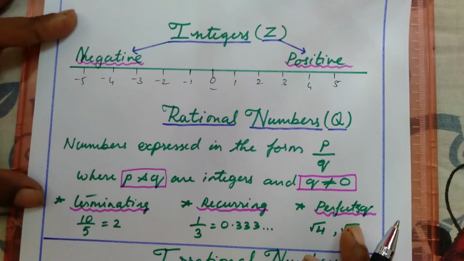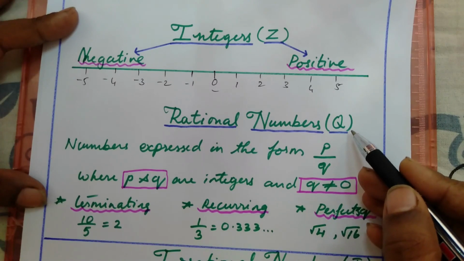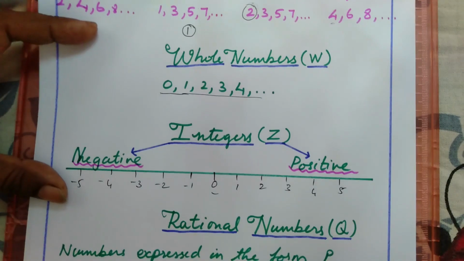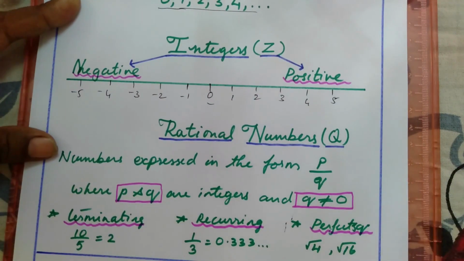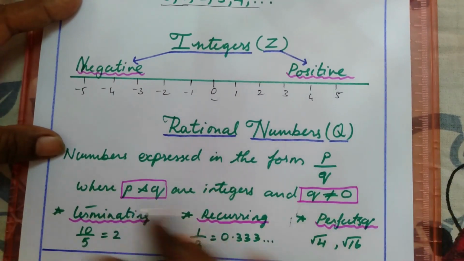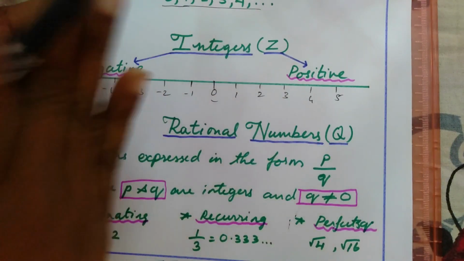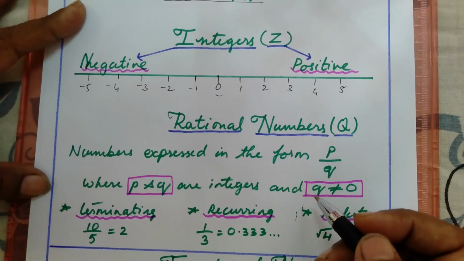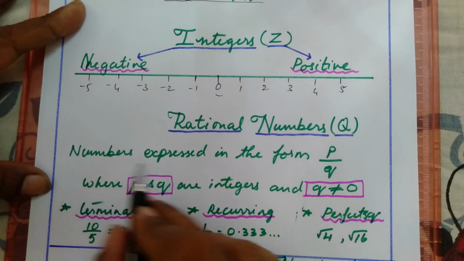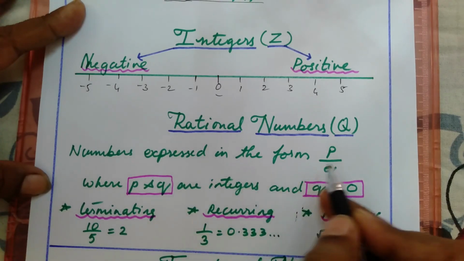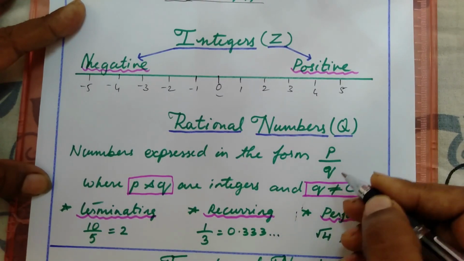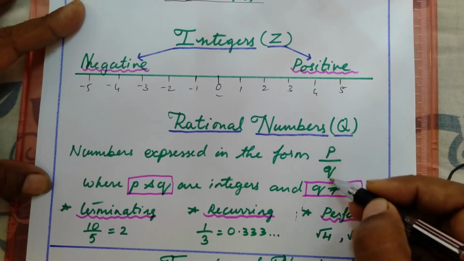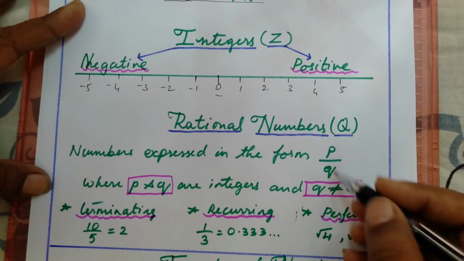rational numbers. Rational numbers are denoted by Q. Now you can say that natural numbers, whole numbers and integers all are collectively there in rational numbers. Okay, so rational numbers include everything like natural numbers, whole numbers and integers. Okay, and here basically we can say that rational numbers are those numbers which are expressed in the form of P by Q. P by Q means what? This is in the fraction form. So you have a numerator and a denominator. So that is P by Q.